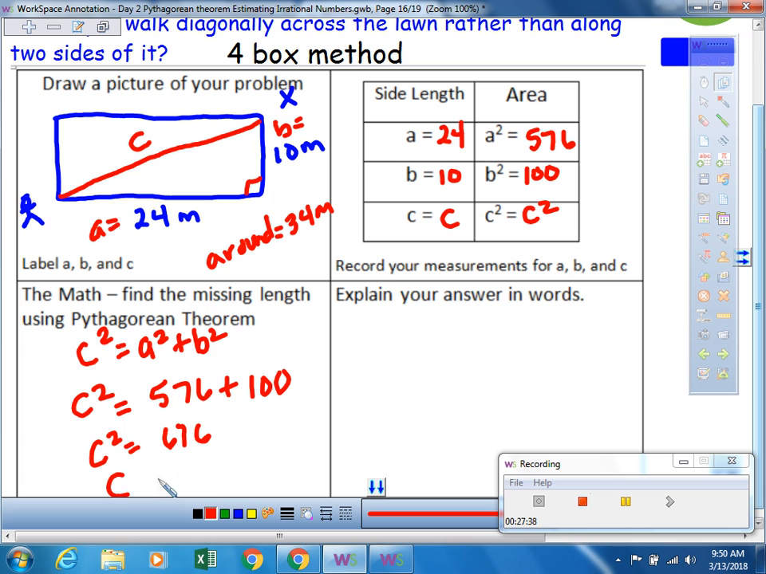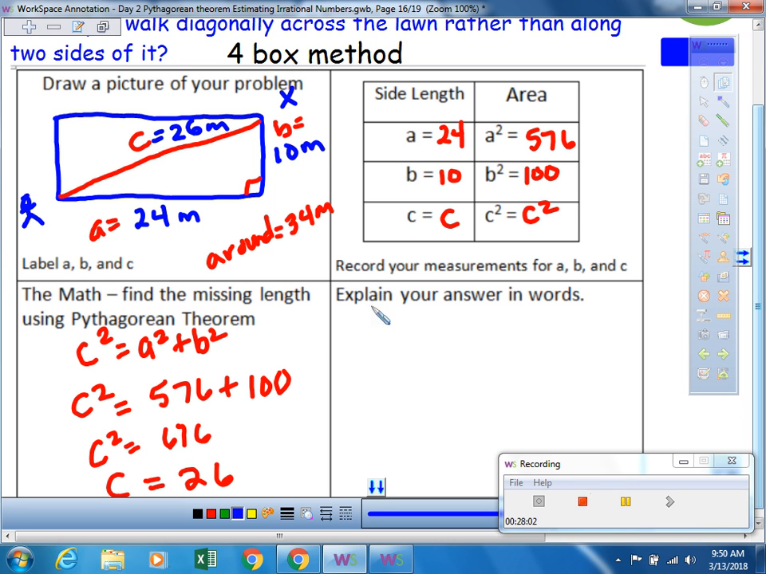So C is 26. So if you have a number like 676, you can use a calculator. It's large. Only on the word problem ones. And one of them tells you to use a calculator. Okay, the other one, I think the numbers are small. So if my diagonal is 26 meters, instead of going around at 34 meters, the diagonal is 26.